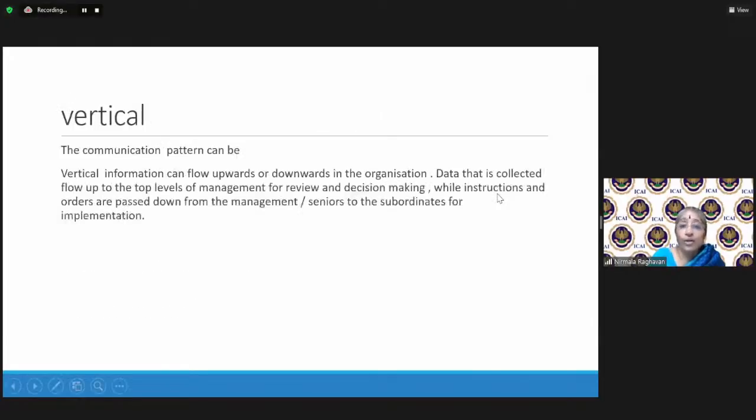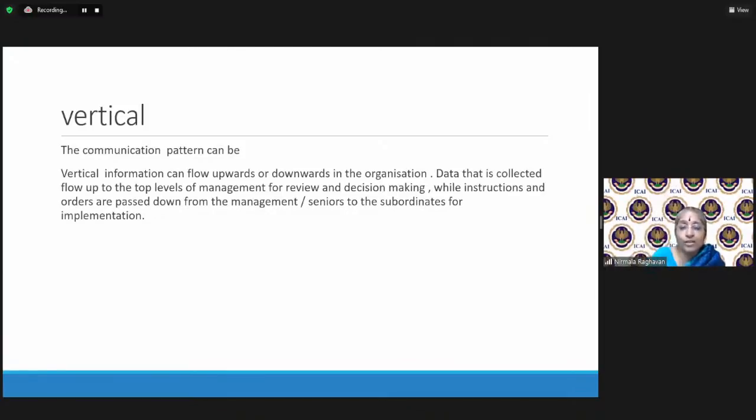Let's see what vertical communication is. This communication pattern can flow upwards or downwards in an organization. Data that is collected flows up to the top levels of management for review and decision making, while instructions and orders are passed down from the management or seniors to the subordinates for implementation. Data and information go from the employees to the boss, and from the boss, instructions and orders come down. So it is a two-way communication.